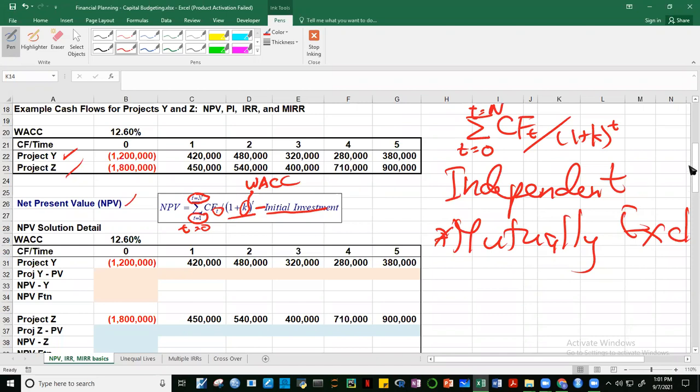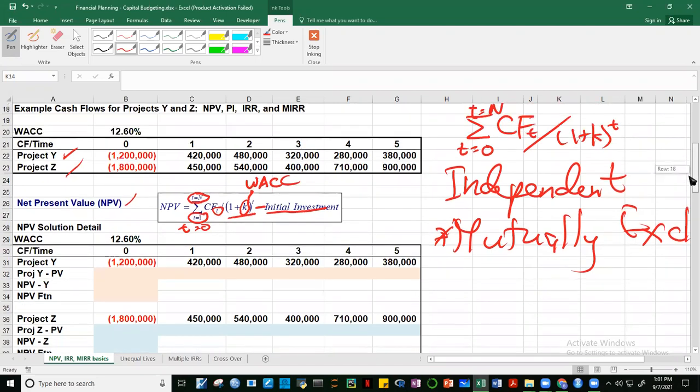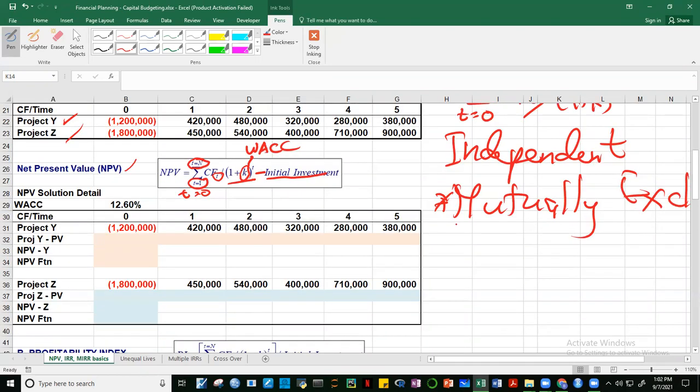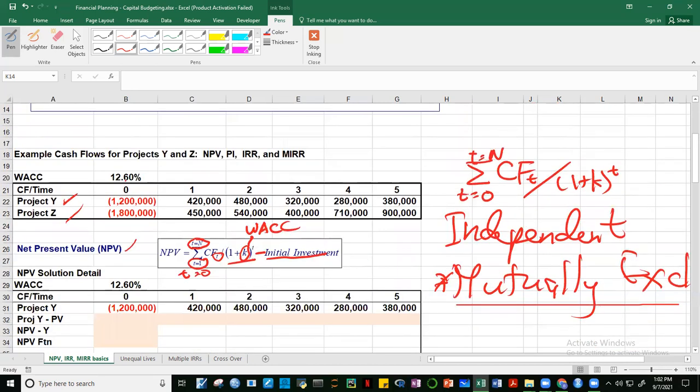Okay, so let's assume that these two projects are mutually exclusive. So ito yung context natin, no? Mutually exclusive si Y and si Z. So isa lang pipiliin natin. So let's compute now for the net present value. The WACC is given at 12.6. So gamitin natin guys ito. Lagyan natin ng pangalan to, no? Let's put a name here. So WACC.